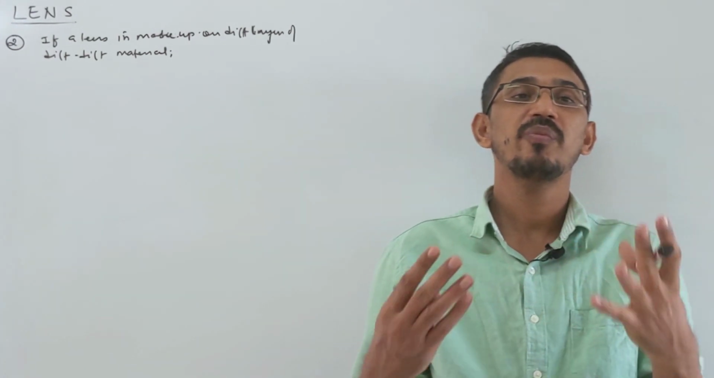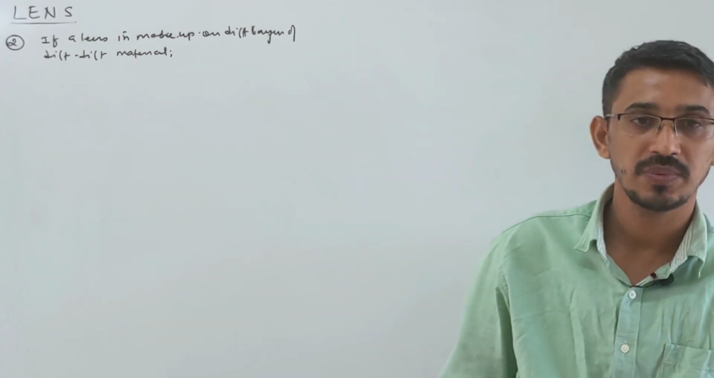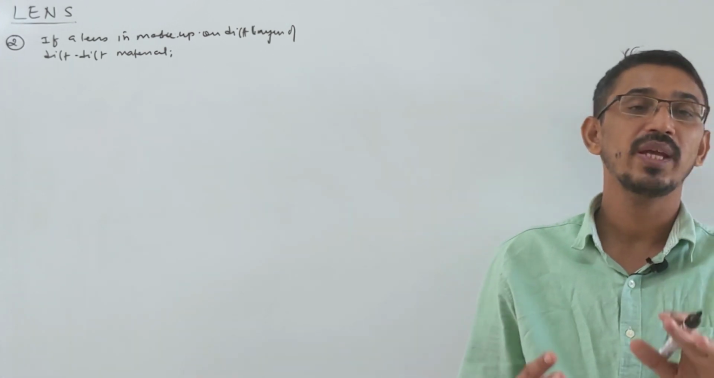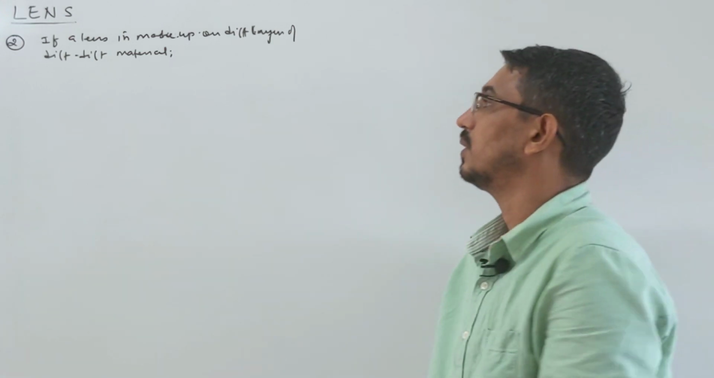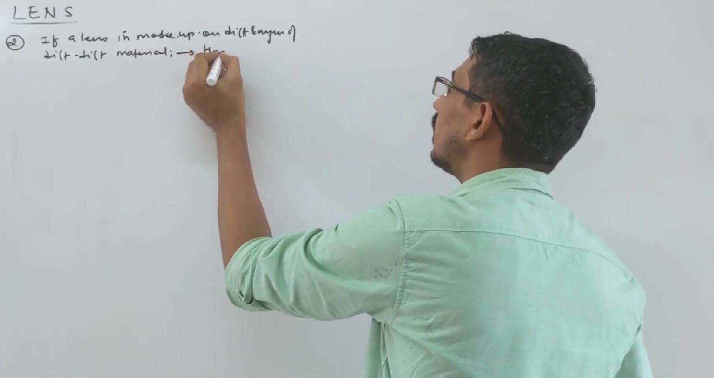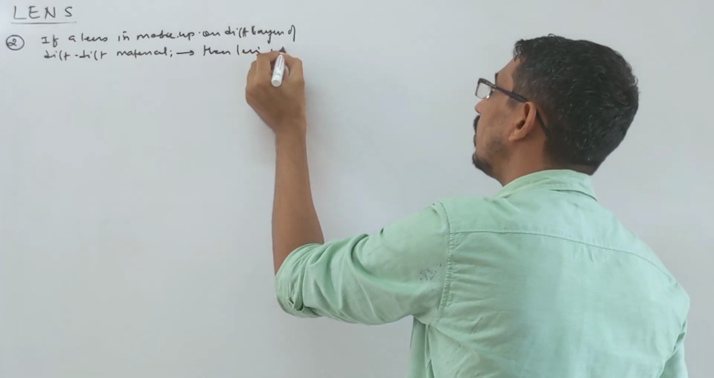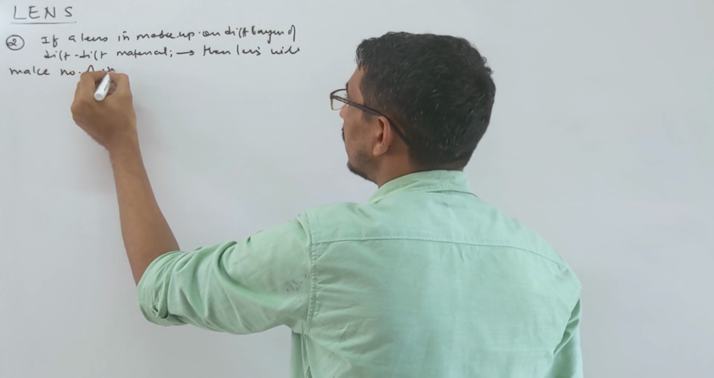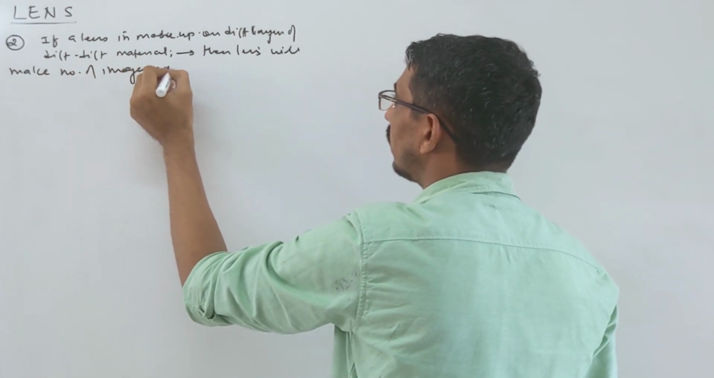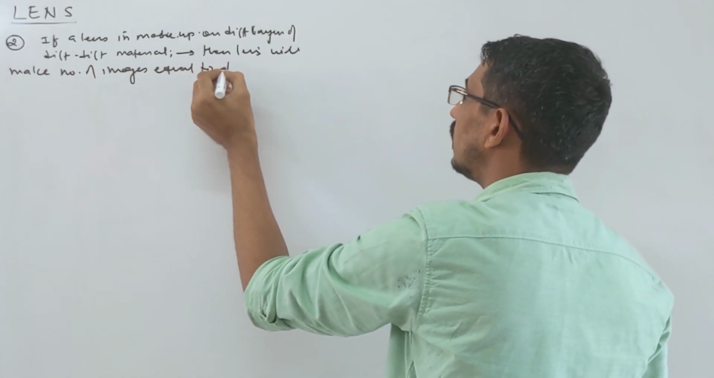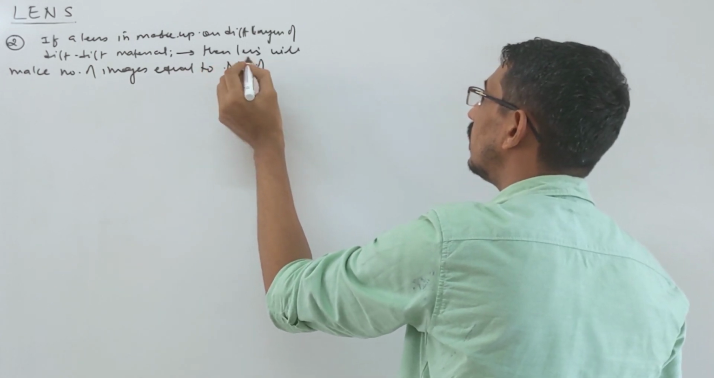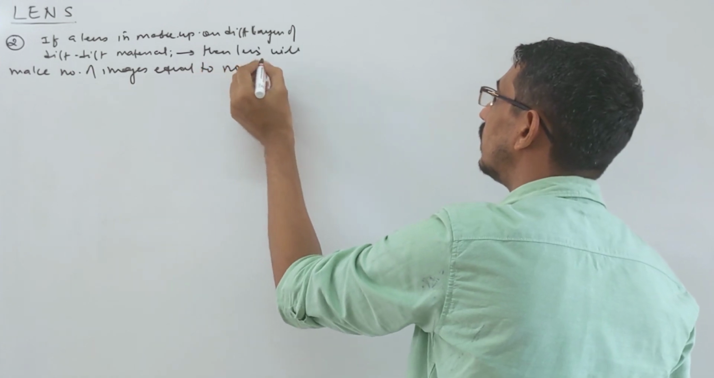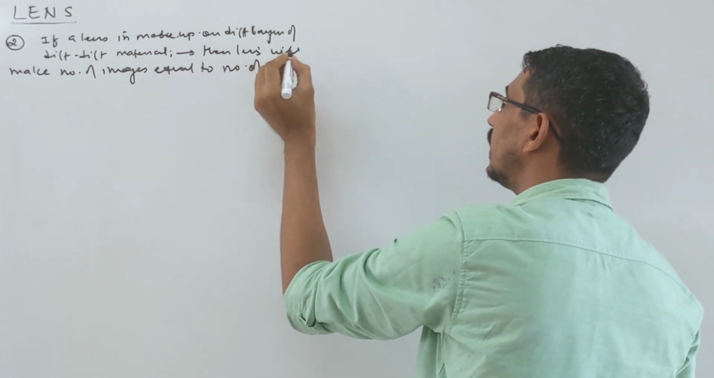The number of images it will make will be equal to how many types of materials we have, not how many layers, but how many types of mu or material we have. It will make that many images. So the lens will make a number of images equal to the number of mu's, how many mu we have.